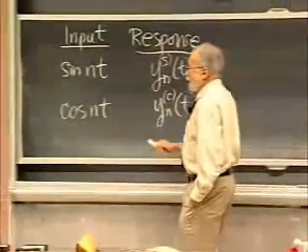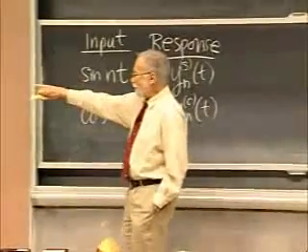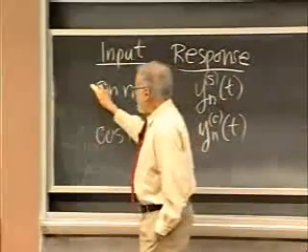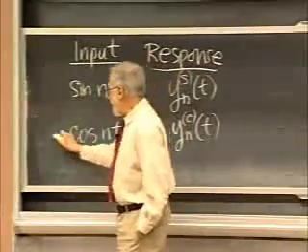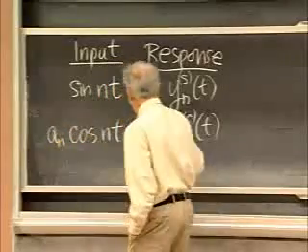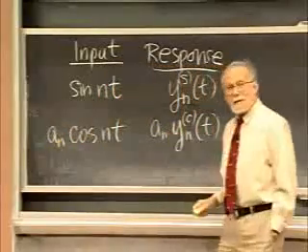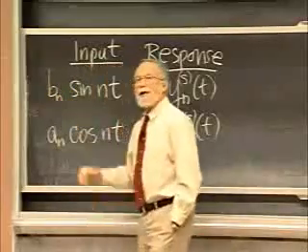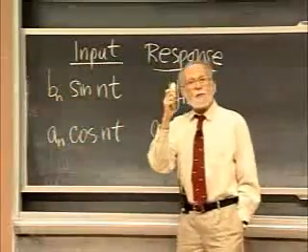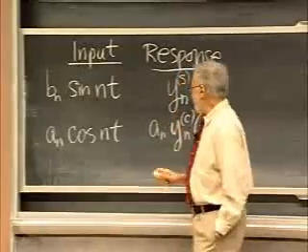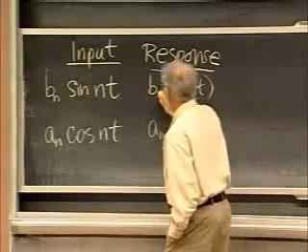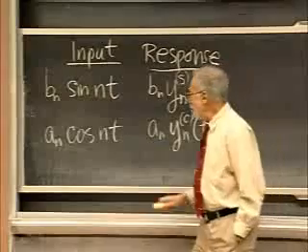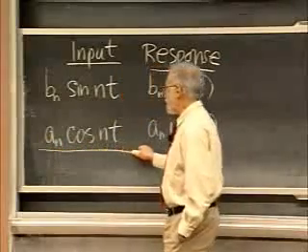Now, suppose I input instead a cosine nt. All you do is multiply the answer by an. Same here: multiply the input by bn, you multiply the response. That's because the equation's a linear equation. And now what am I going to do? I'm going to add them up.